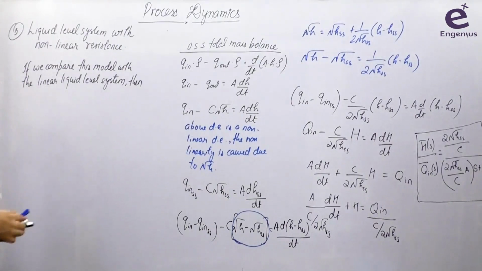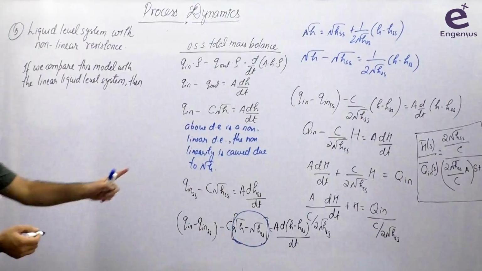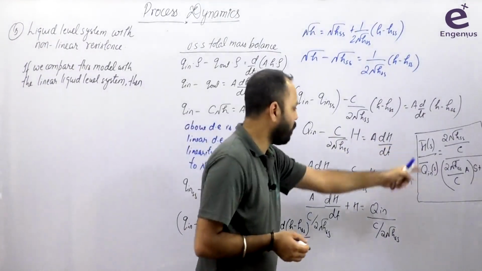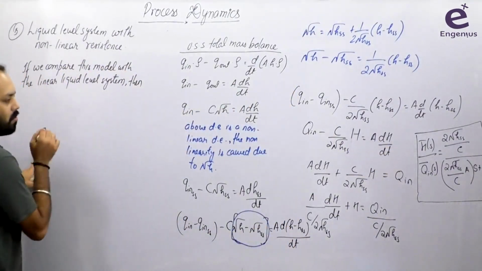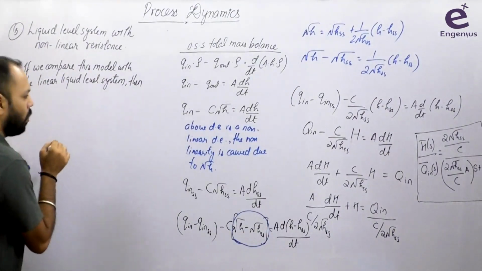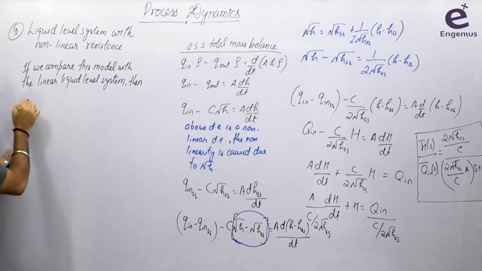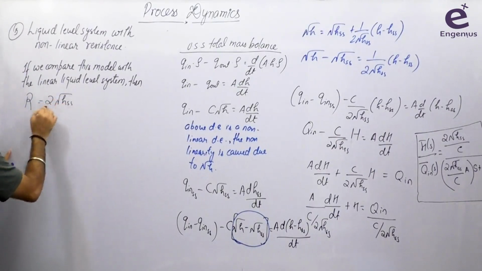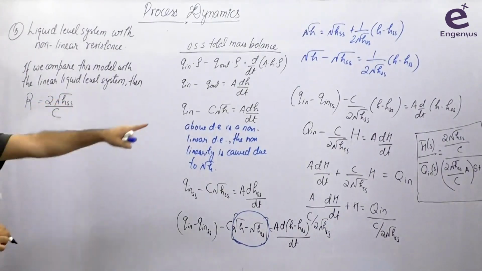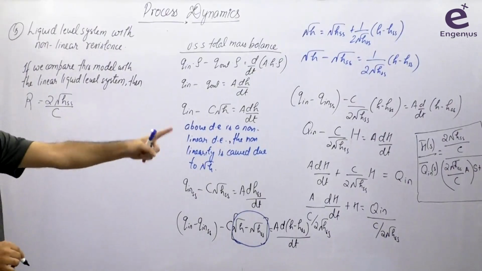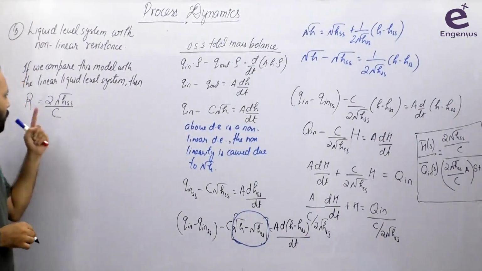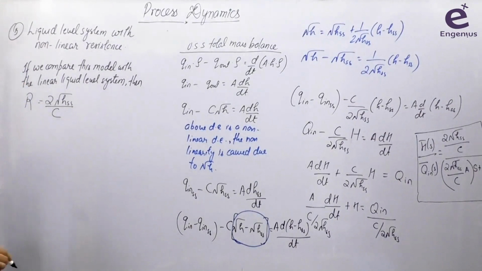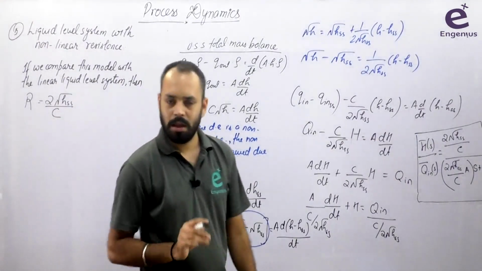Okay, if we compare this model with the linear liquid level system, then we can say that, see, you can compare this one, then this will be the KP. What was the model of that system? Do you remember? Okay. Then can I say that resistance R is equal to 2 root HSS by C? There is no mistake in saying this. See, compare R divided by A into R into S plus 1. If you compare this with the linear system, then resistance is equal to 2 root HSS by C. This is correct.